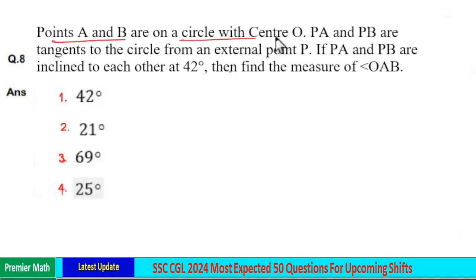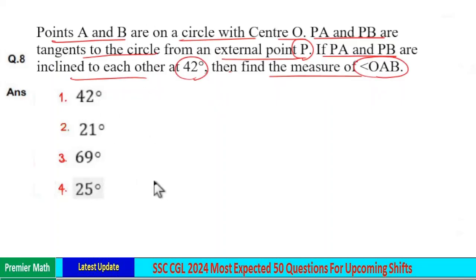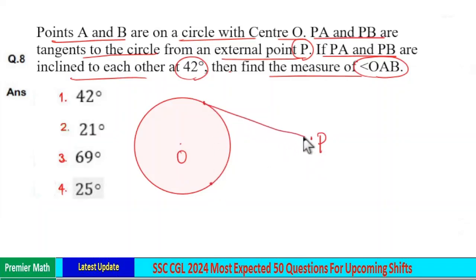Points A and B are on a circle with center O. PA and PB are tangents to the circle from an external point P. If PA and PB are inclined to each other at 42 degrees, then find the measure of angle OAB. Here, this is the circle with center O. Now, P is an external point and PA and PB are two tangents. Now, this is A and B. And the angle between PA and PB is 42 degree. Then we have to find out angle OAB, this angle.